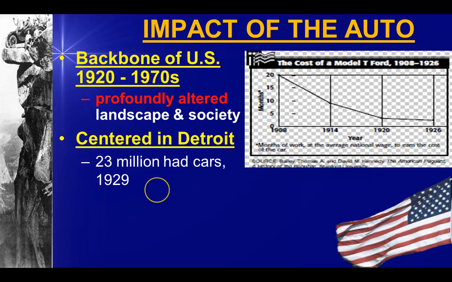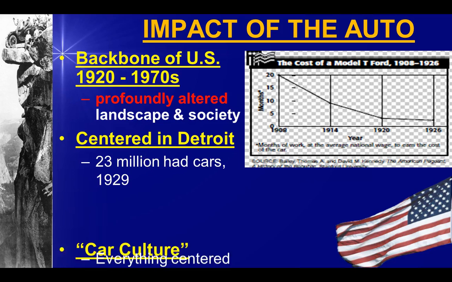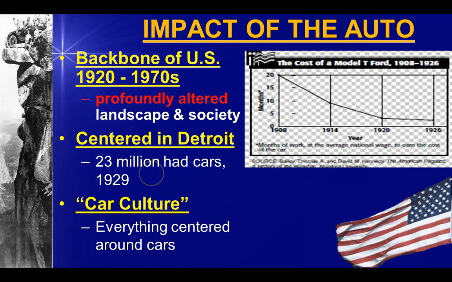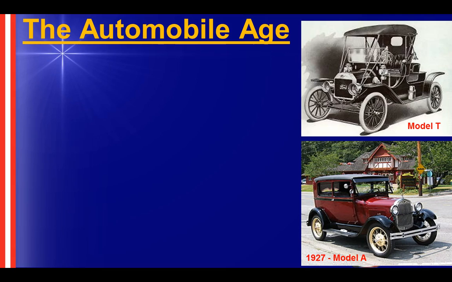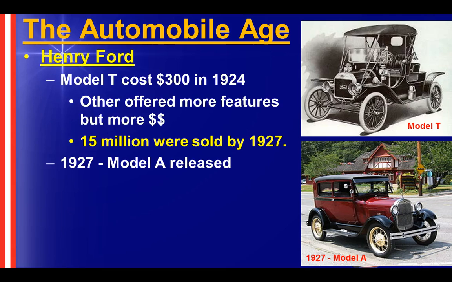The automobile is a major driving force in this economy at the time, kind of like the internet of today. It's the backbone of the United States in the 1920s all the way to the 1970s. Really changes environment, geography, and landscape, how we live and how we move. It makes the 1920s literally roaring, and we move around more than we ever have before. Of course, it's centered in Detroit, Michigan, and we have a car culture developing here. Everything is centered around the car, and the car becomes a status symbol.